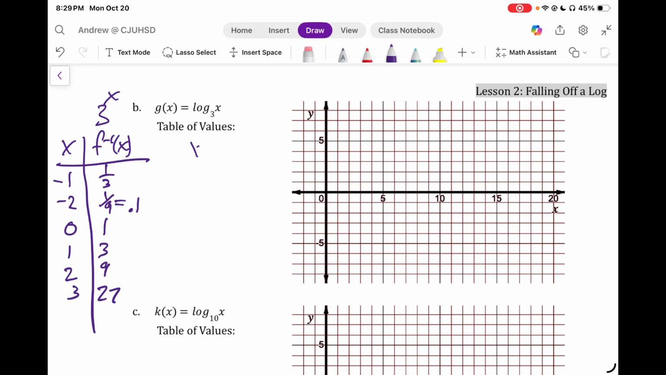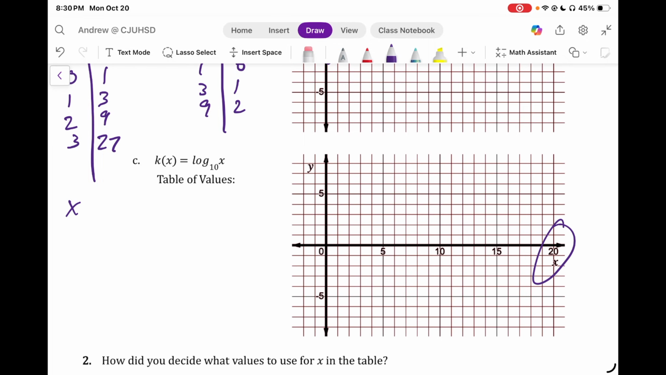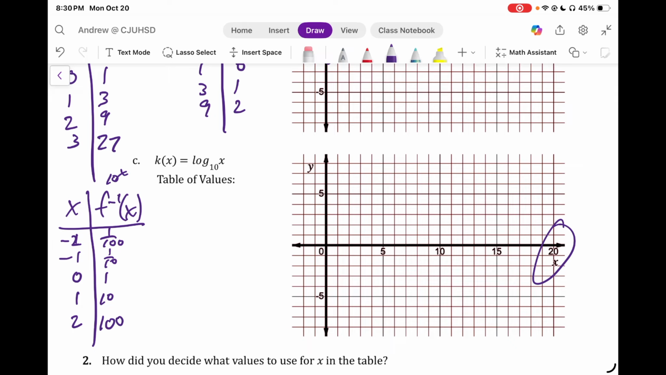Now we're going to reverse and go x with f of x. And you're going to get x with f inverse of x. That'll be 10 to the x. Flip it around.